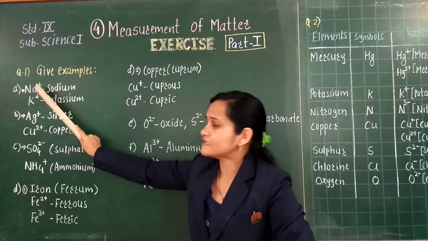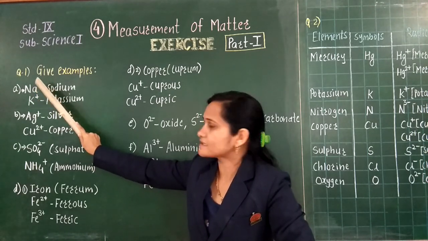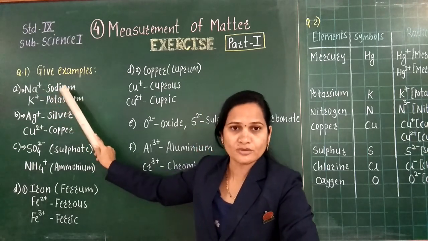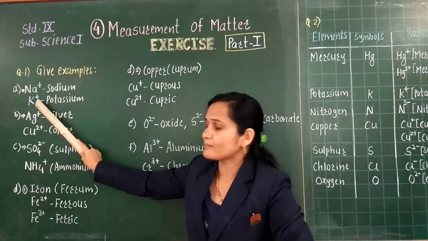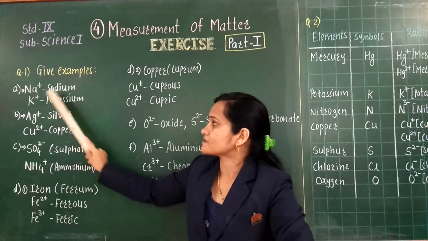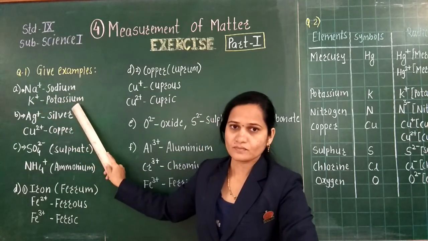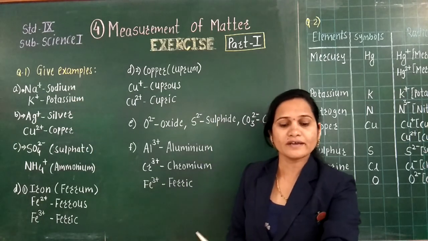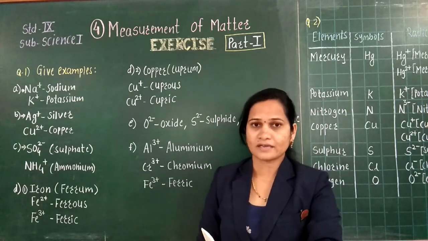Here I have written examples of positively charged ions. Na plus means Na has a positive charge, so sodium is an example of a positive radical. Another example, which one is written? K plus, potassium. So these 2 examples you have to mention for question A, positive radicals.